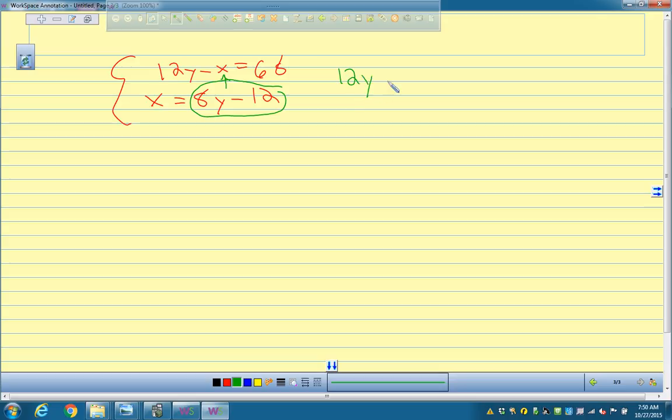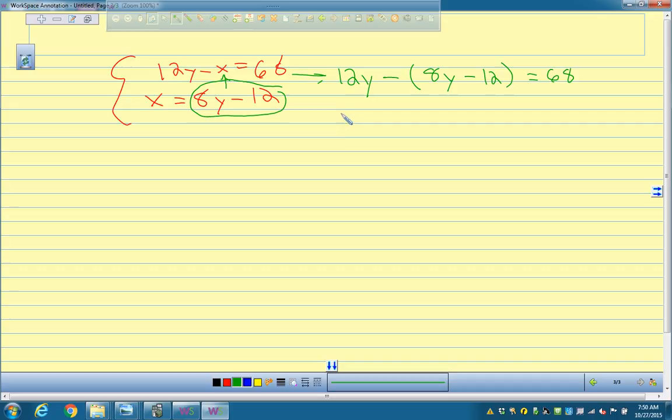12y minus, you have to put this in parentheses, okay? So it's minus 8y minus 12 equals 68. Everyone see what I just did? Good. I substituted that in there. And the mistake that people always make, they forget to distribute this negative sign through.